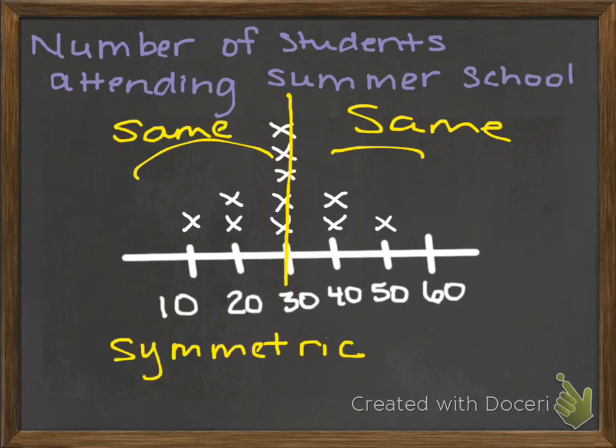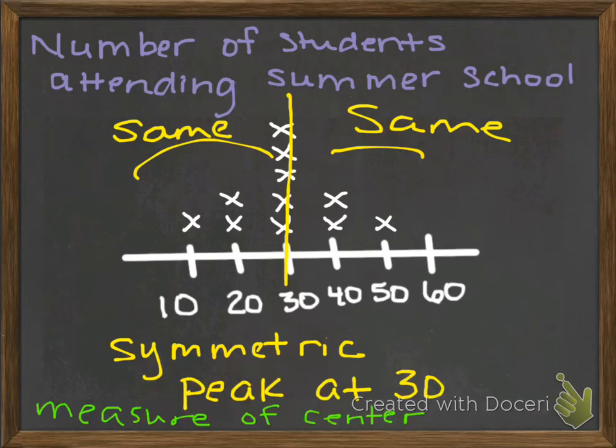Also, you'll want to notice that there is definitely a peak at 30, because you have 1, 2, 3, 4, 5 at 30. So the peak will be at 30. And now when you're talking about which number best describes the measure of center, it's definitely going to be the number 30, because that's where the majority of the data falls.